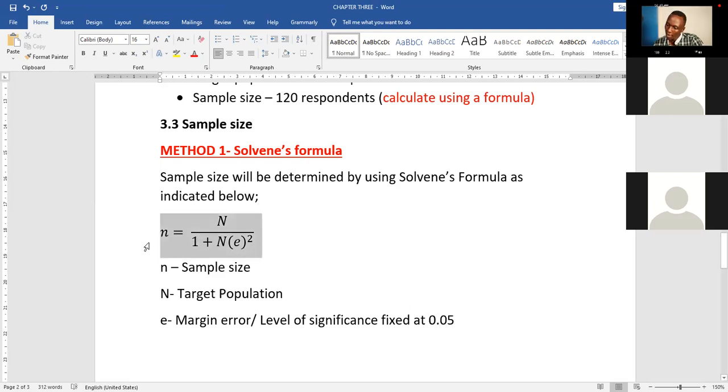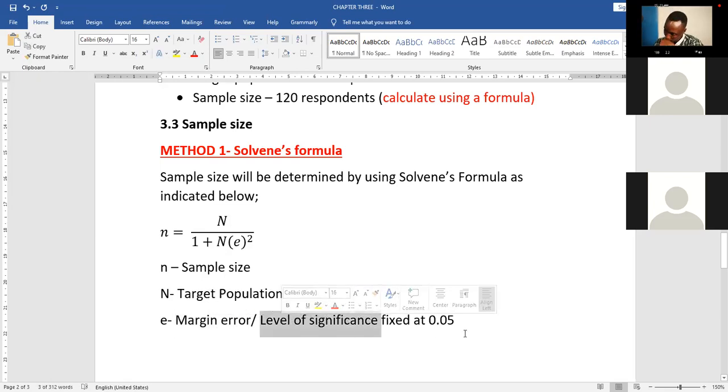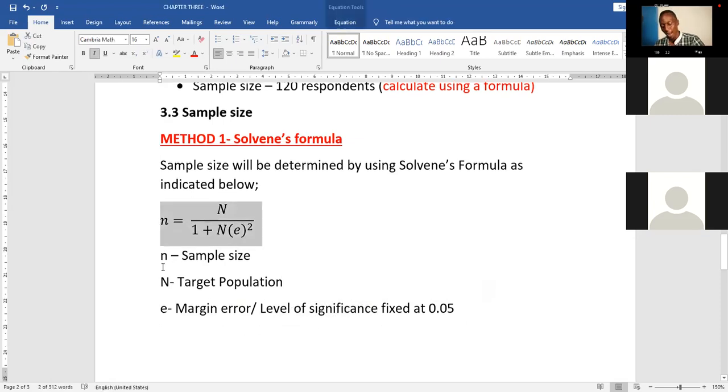Now, this formula that you see over here was developed by someone called Solvin, that's why we call it Solvin's formula. This formula states that small n is equal to capital N divided by 1 plus capital N in bracket E squared, where small n stands for sample size, capital N stands for target population, and small e stands for margin error or level of significance, which is always fixed at 0.05. So let us substitute in this formula and then we calculate and come up with our sample size.